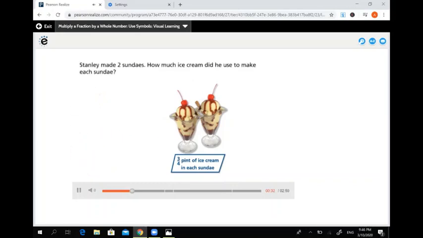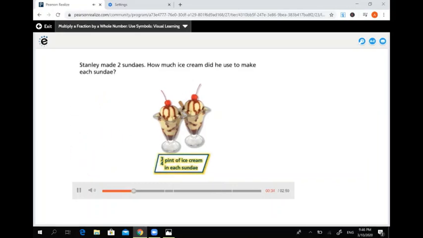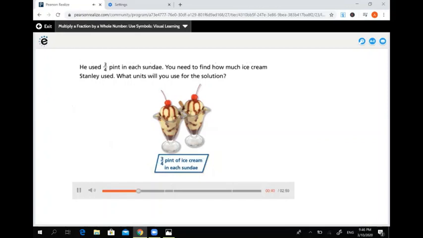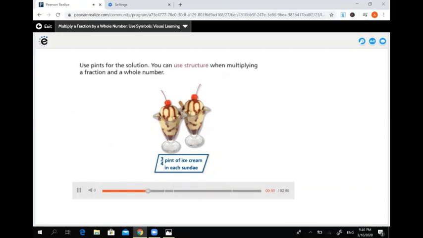Stanley made 2 sundaes. How much ice cream did he use to make each sundae? He used 3/4 pint in each sundae. You need to find how much ice cream Stanley used. What units will you use for the solution? Use pints for the solution. You can use structure when multiplying a fraction and a whole number.